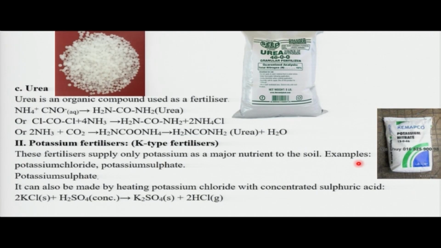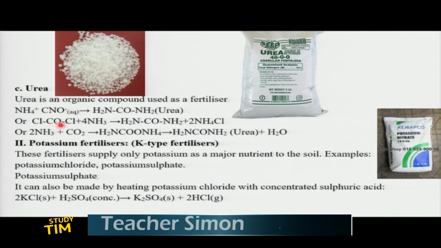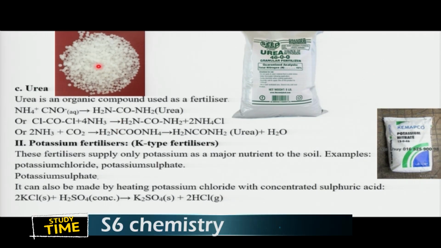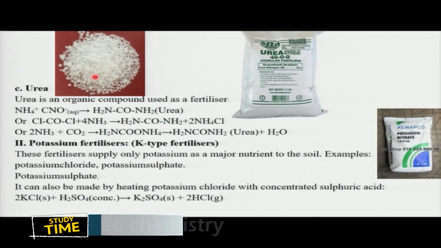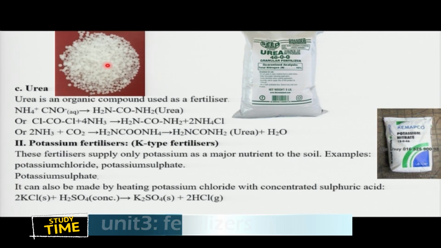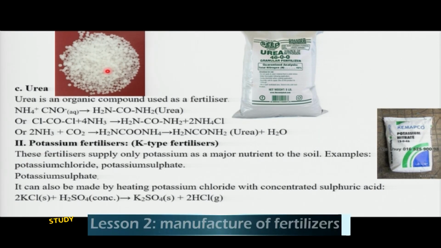Then let's look at urea. Urea, an organic compound used as a fertilizer. Maybe you can call it an organic fertilizer. So you see, it can be obtained from ammonia, carbon dioxide, or the other acid chloride, even other things like methane. So this is how our urea looks like. Most of you, I know you've seen urea. It's in form of small particles which look to be having a lot of water.